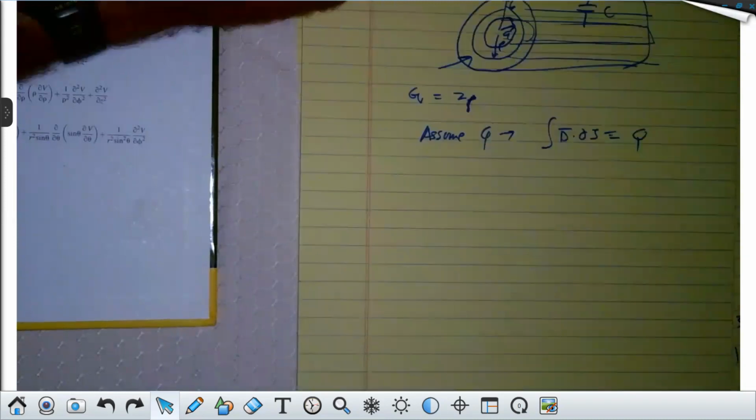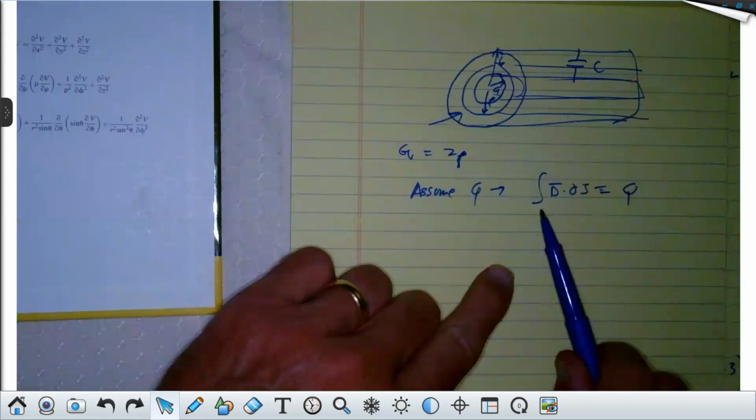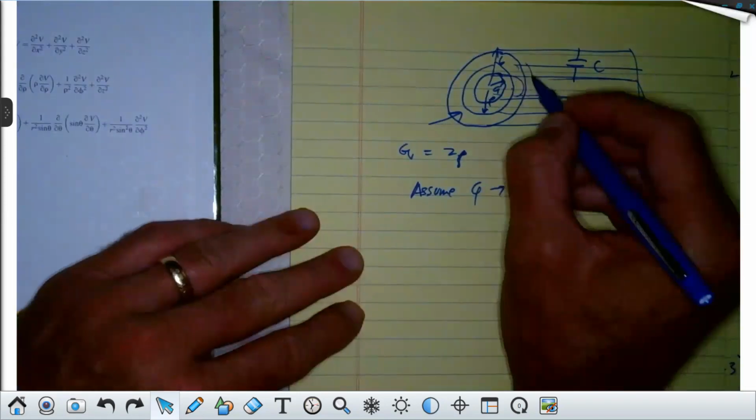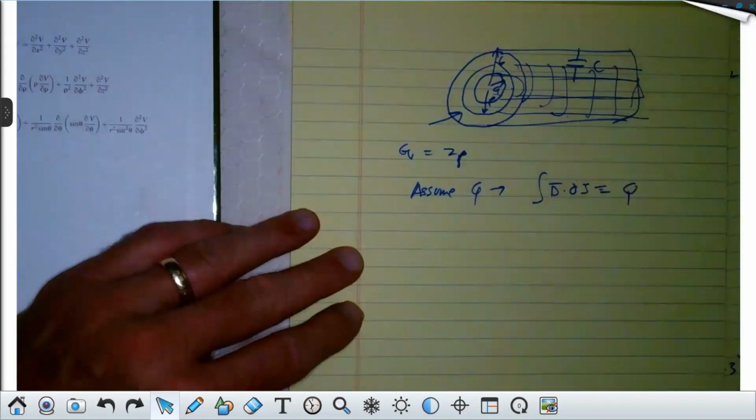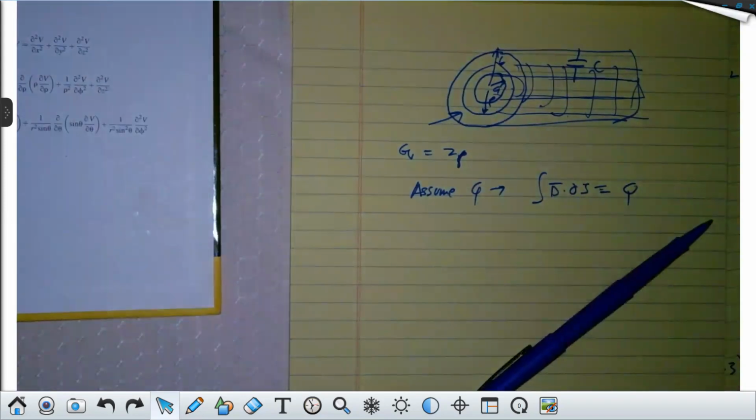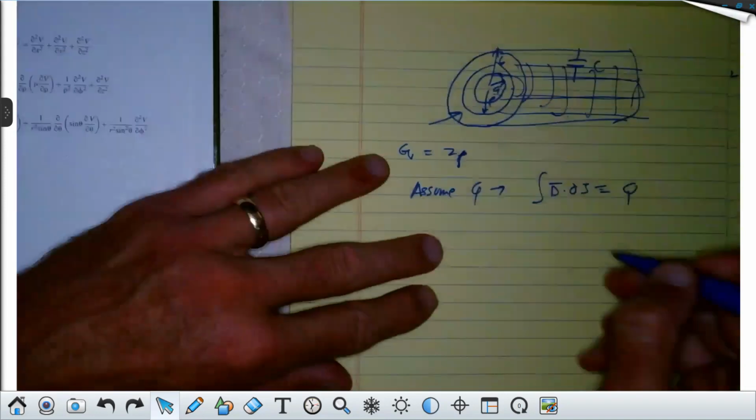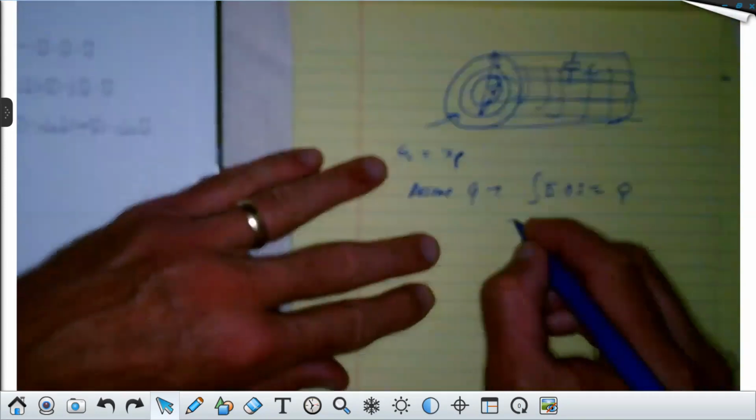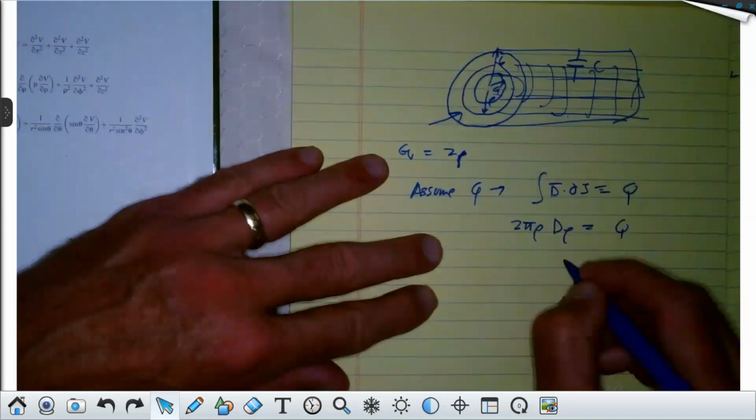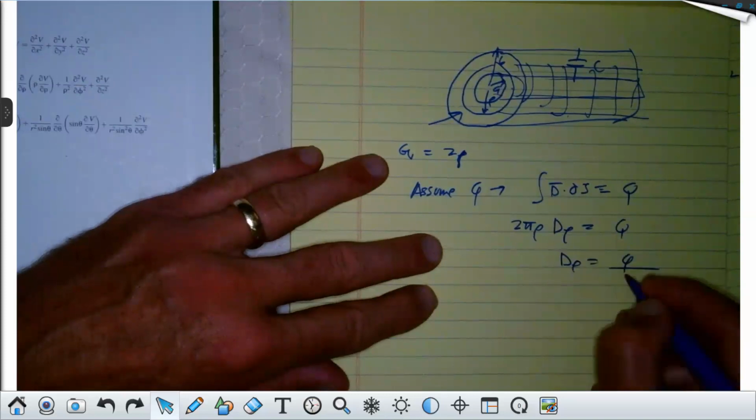I mean, the integral of D dot dS would be the charge enclosed. My surface D dot dS is going to be at a radial distance rho. It's just this surface right here. Can you all see it? All right, well, what is D dot dS? It's the perimeter of that circle of radius rho times the length, which is 1. So this breaks down to what? 2 pi rho D rho is equal to Q, or D rho is equal to Q over 2 pi rho a rho. How many see that?